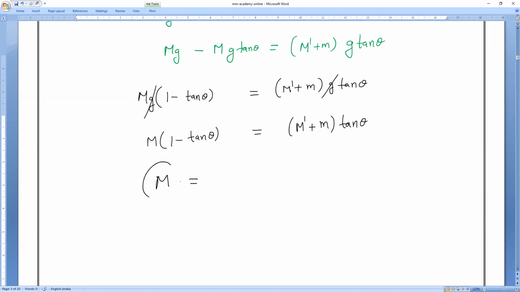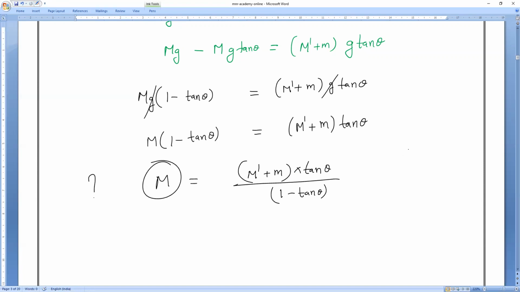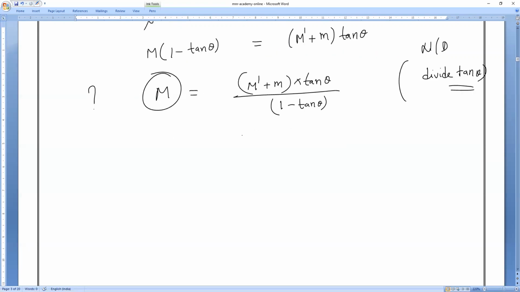We want to find capital M; that is our target. So capital M is equal to (capital M dash plus small m) into tan theta, divided by (1 minus tan theta). Now divide both numerator and denominator by tan theta. So what is remaining in the numerator is capital M dash plus small m.